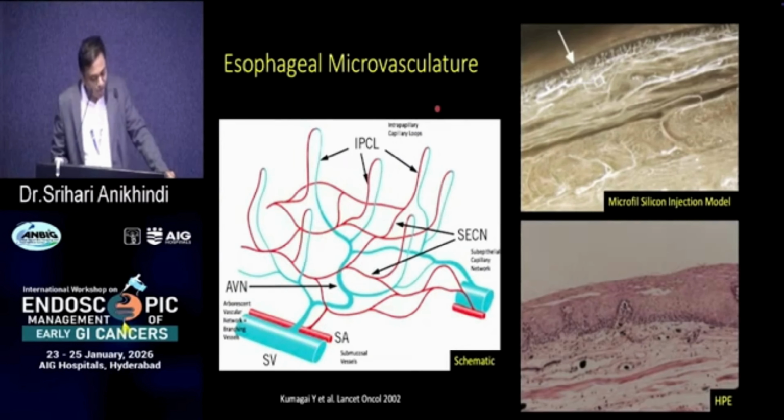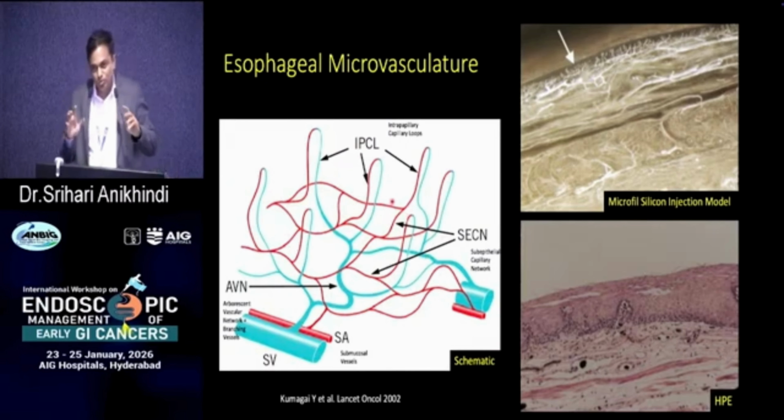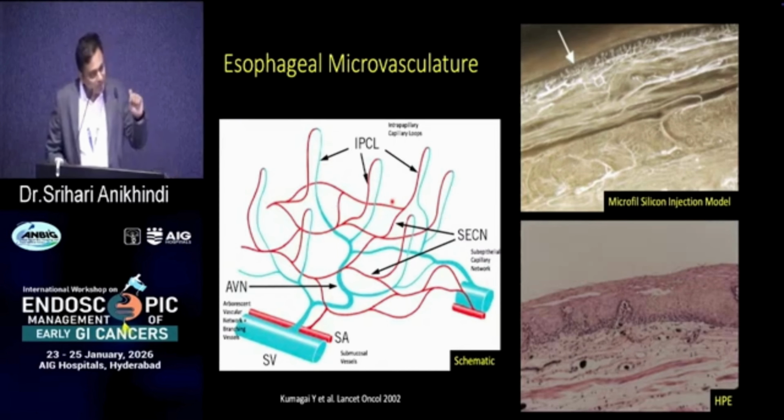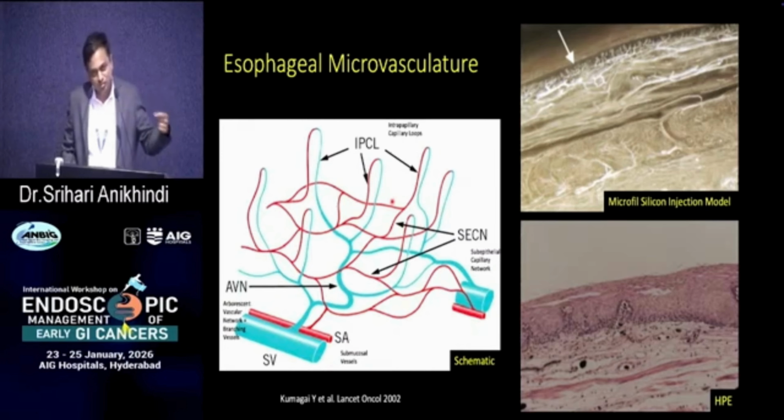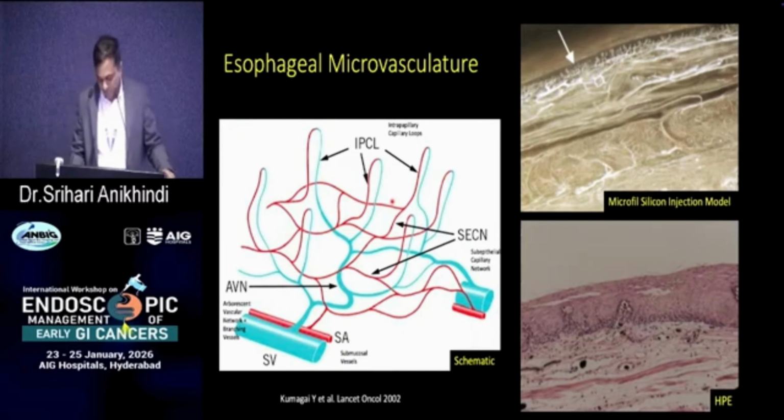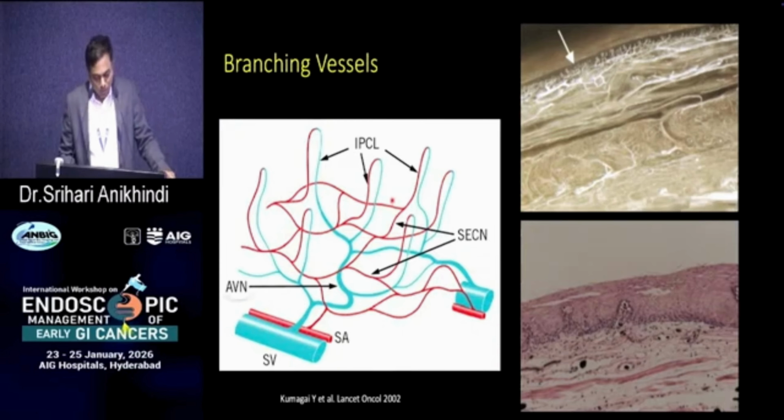So if you look at the esophageal microvasculature, the vessels start from submucosal vessels, from where arise these arborescent vascular networks, also called branching vessels, from which you have this subepithelial capillary network, and eventually the third or fourth degree capillaries are these IPCLs, whose diameter is around 7 micrometers, which is equivalent to that of an RBC. So basically these are such fine vessels where a single RBC can traverse, right?